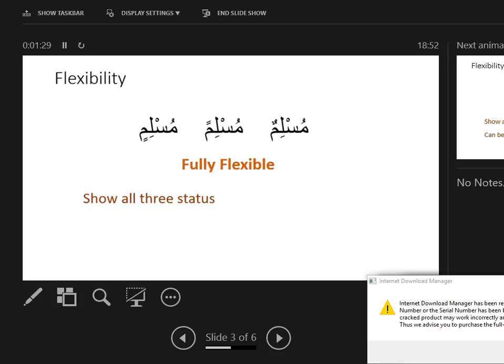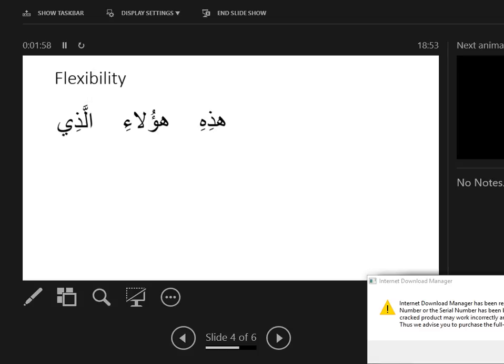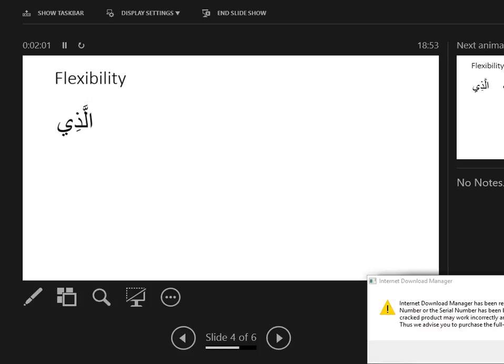So the word will show all three status. You can see the Rafa, you can see the Nasb, you can see the Jar. And it can be heavy or light. So in the light version, it's Muslimu, Muslima, Muslimi. It's fully flexible. But there are words, for example, alladhi, haula'i, hadihi, hada, Musa, dunya. So for example, alladhi, what is the status? Is there aladhu?